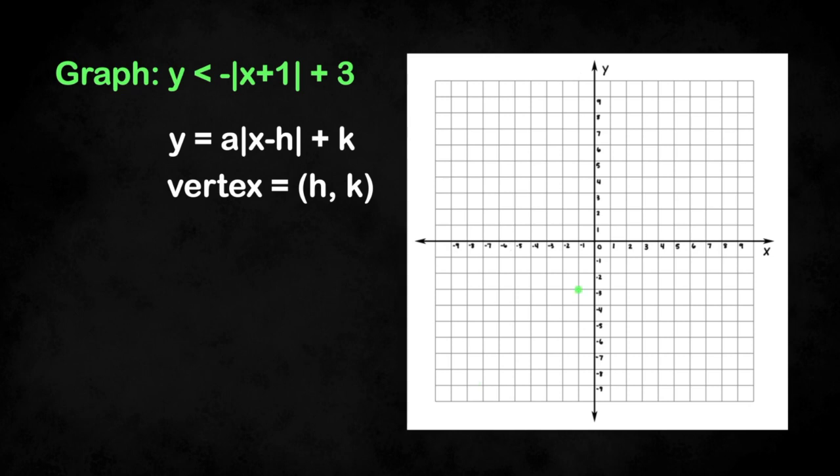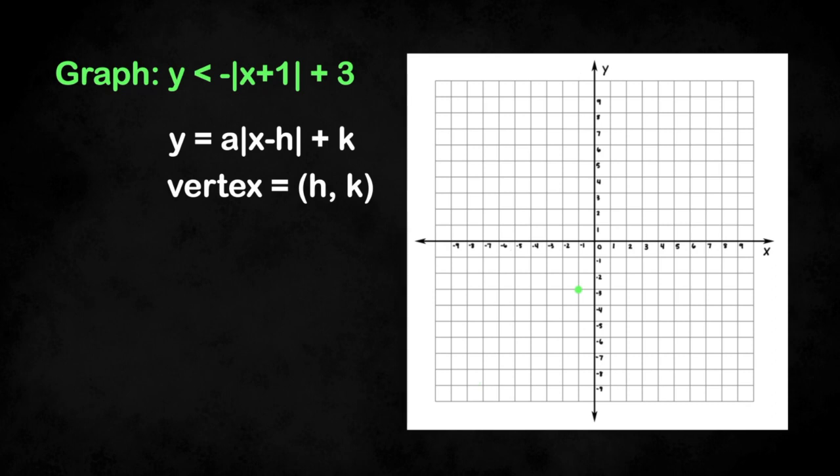Once we graph the vertex onto the coordinate plane, we must identify whether the graph will be solid or dashed, as we do when solving any type of inequality. Since the inequality here is less than, the graph will be dashed. Remember that less than or greater than is graphed by a dashed line, while less than or equal to and greater than or equal to is graphed by a solid line.